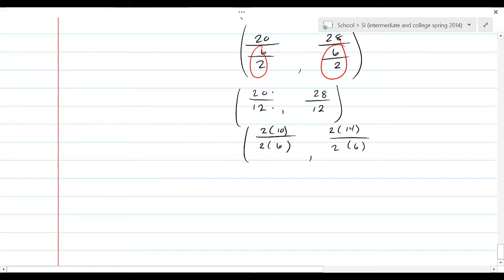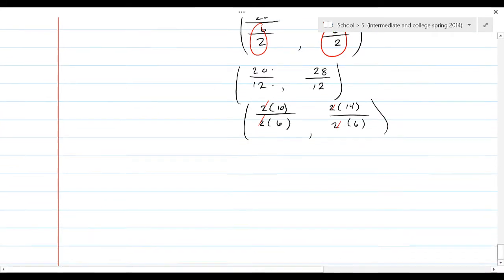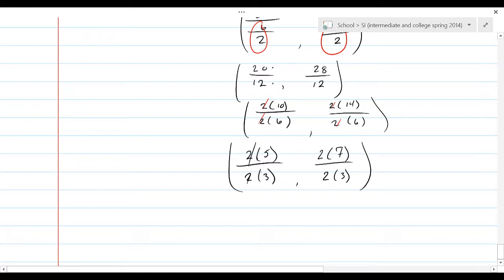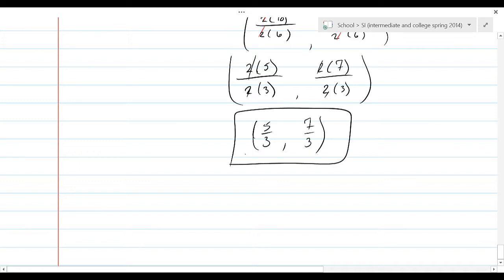So these 2's cancel. 2 divided by 2 is 1. 2 divided by 2 is 1. 1 times anything is itself. So now I can pull out another 2 again. So I've got 2 times 5 over 2 times 3, and 2 times 7 over 2 times 3. And these 2's cancel again. My final answer will be 5 over 3, comma, 7 over 3. That's our final midpoint. That one was a lot of work, but that's okay.